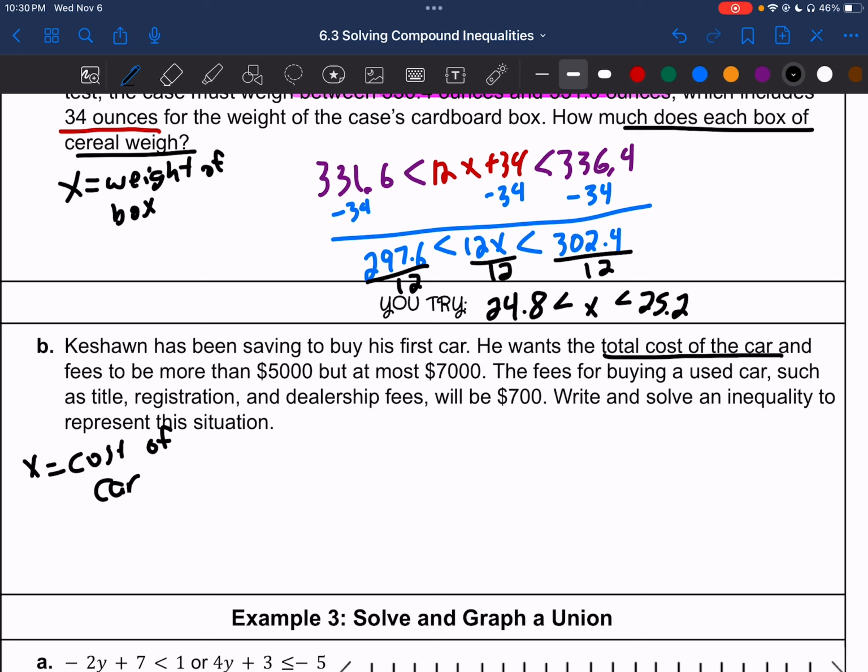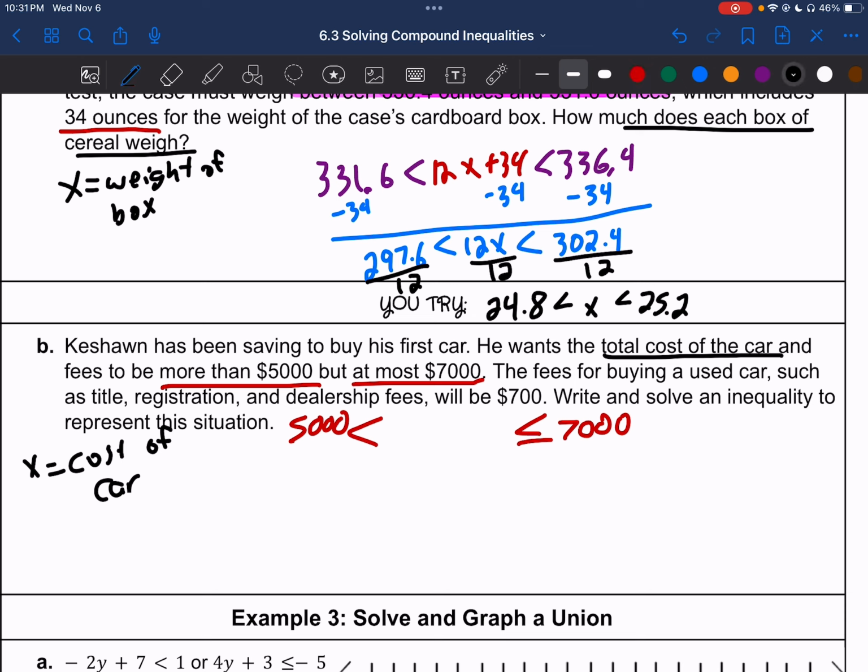So we want the price to be more than 5,000, but at most 7,000. So we want it to be more than 5,000, so we're not going to be equal to 5,000. It doesn't say he wants it to be 5,000 or more. He said it wants to be more than 5,000. But at most, the highest value it could be is 7,000.